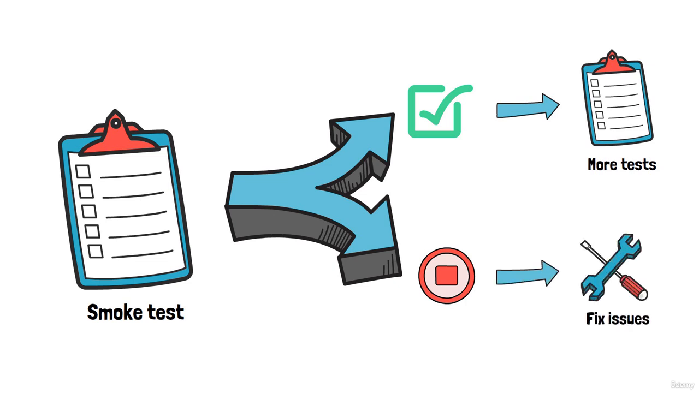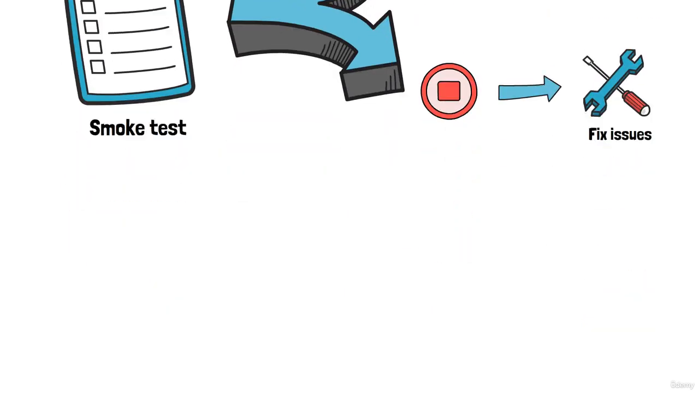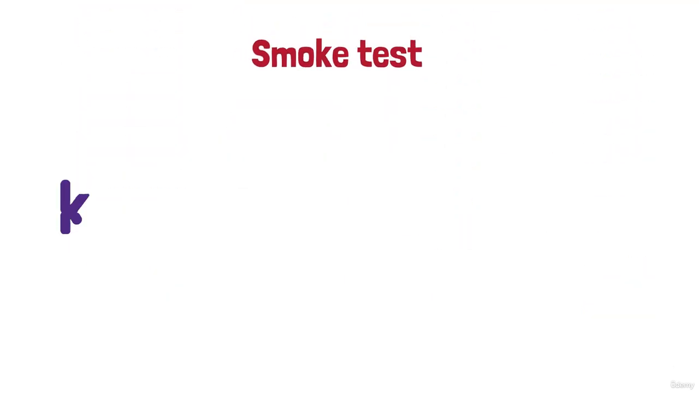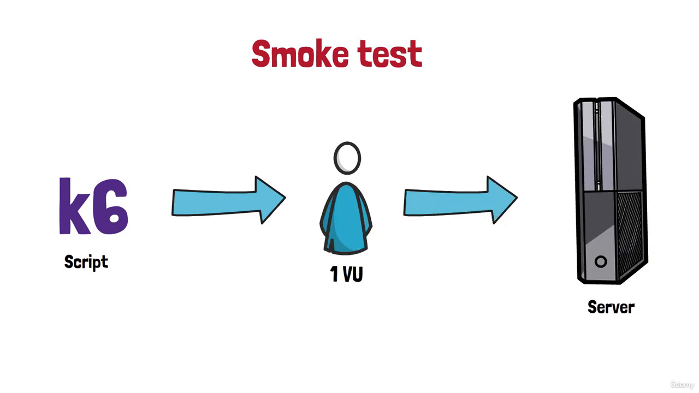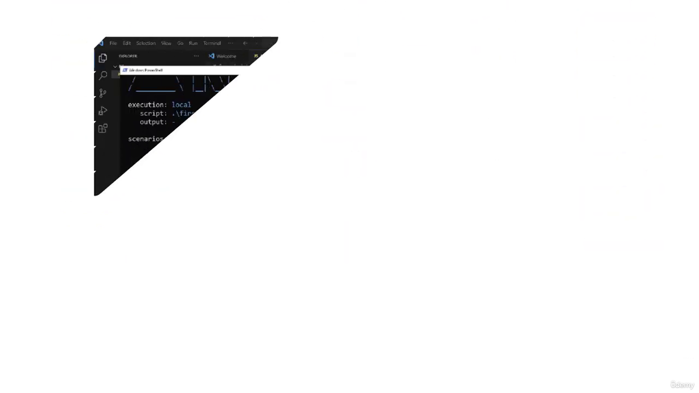For example, if the application is offline, why bother to send millions of simulated users to it when it cannot even handle a single one? So with a smoke test, we are just sending one virtual user to the application to check if it responds. While doing so, we are also checking our test script to see if it works as expected. One small bug in our code can also lead to wasted time.